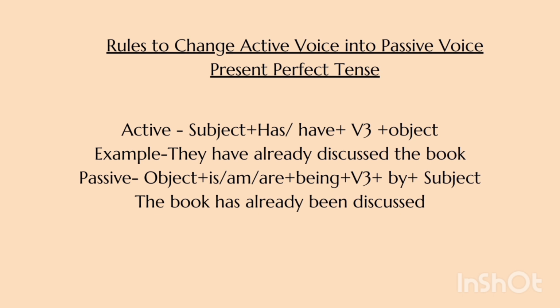Now let's take another example of the perfect tense. They have already discussed the book. Here the subject is they. Have already discussed, with discussed as the third form of verb. The object is the book. If we change this sentence into passive voice, the object, has or have been, third form of verb, by subject: The book has already been discussed by them.